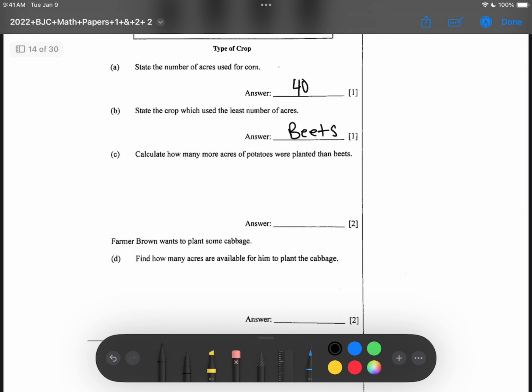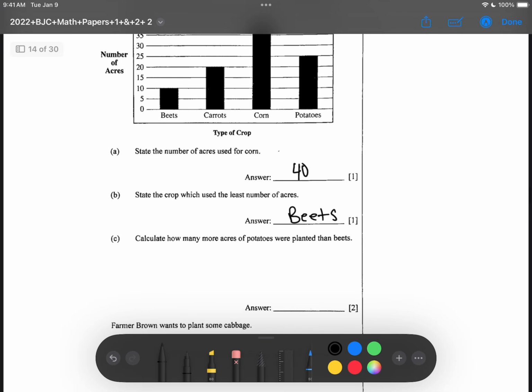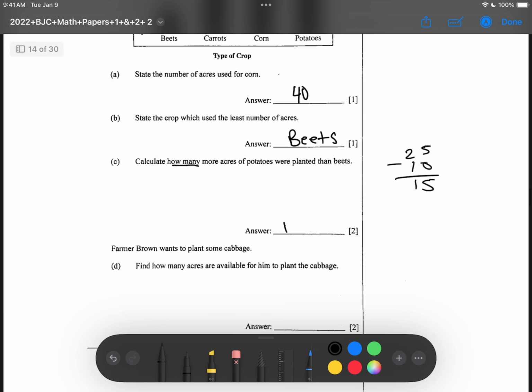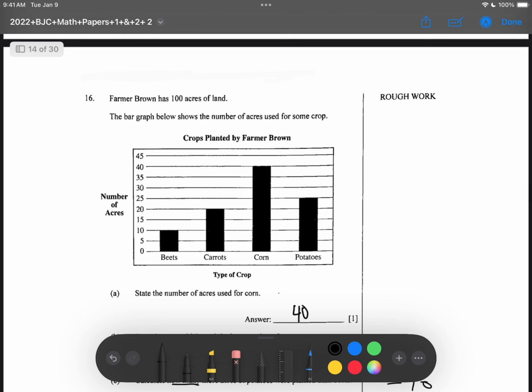Calculate how many more acres of potatoes were planted than beets. Our potato is 25. Our beets is 10. How many more means that we should subtract? 25 minus 10 gives you 15. Farmer Brown wants to plant some cabbage. Find how many acres are available for him to plant the cabbage.